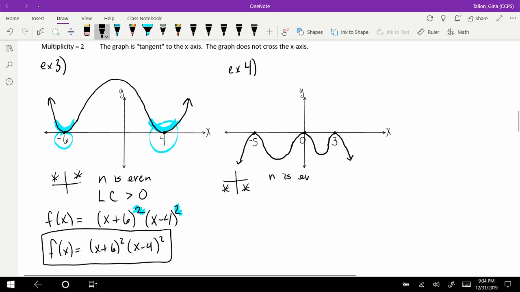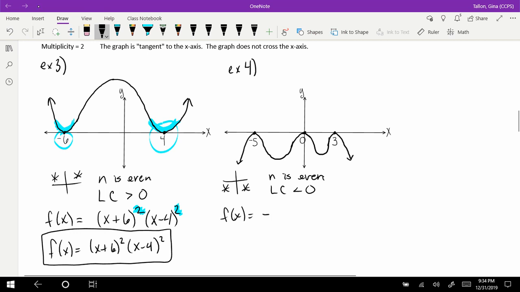Even degree polynomial functions do that. Even degree will start and end in the same direction. However, if I'm starting low and ending low, that's kind of like y equals negative x squared. So I realize that my leading coefficient is going to be negative. Okay, let's start writing this function.